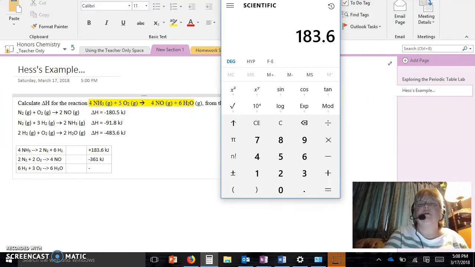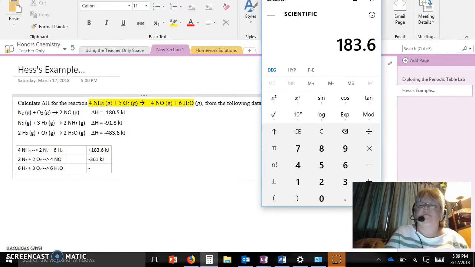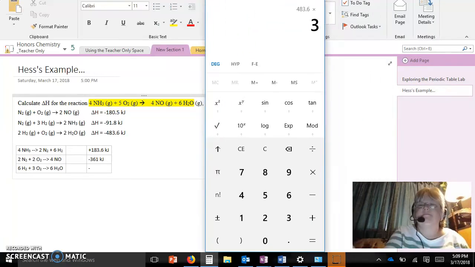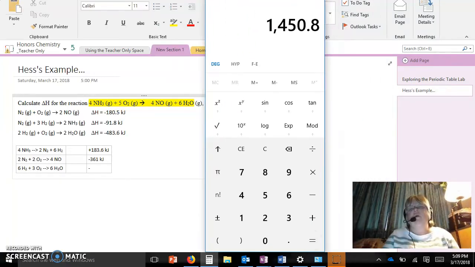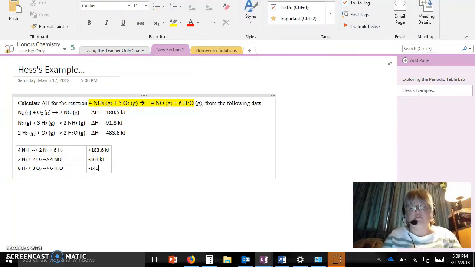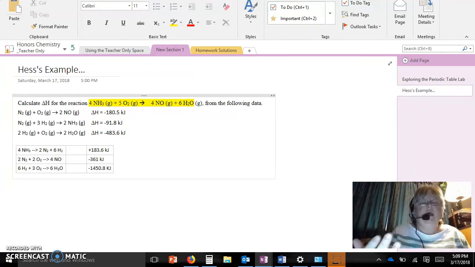So 483.6 times 3 equals 1,450.8, 1,450.8 kilojoules. Okay. My next step is I need to make sure that everything is adding up to my correct given reaction. So let's see.